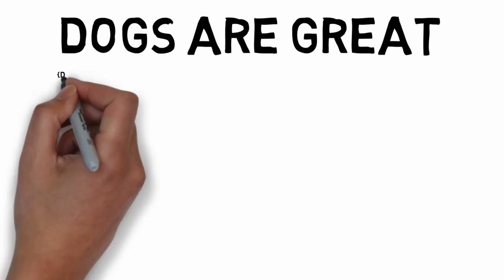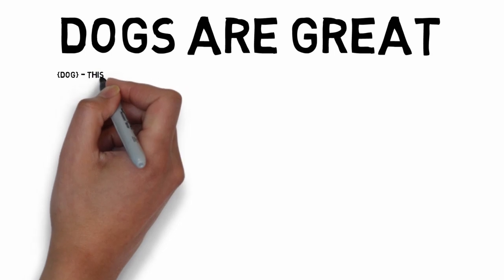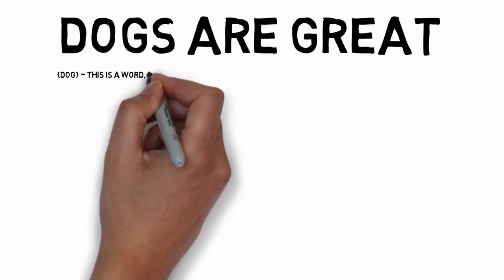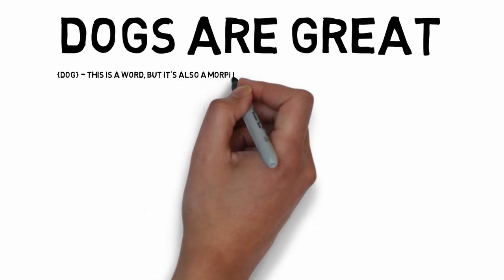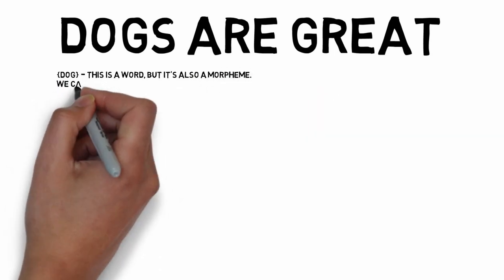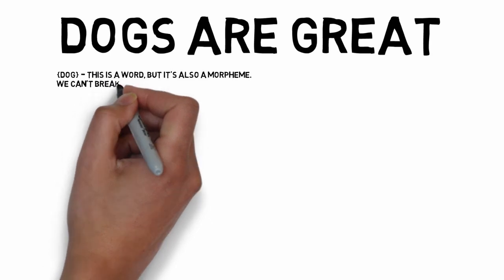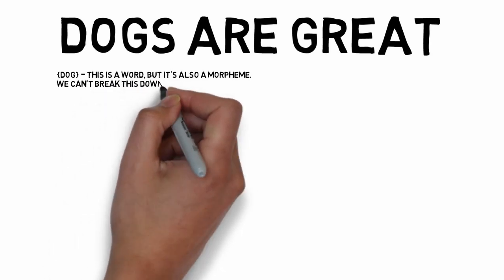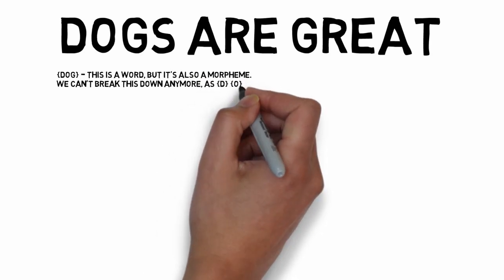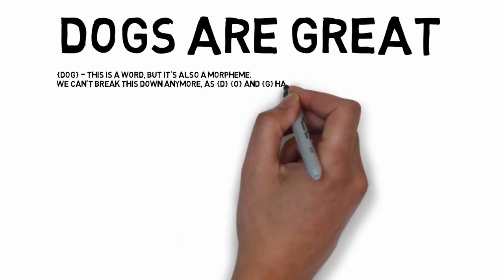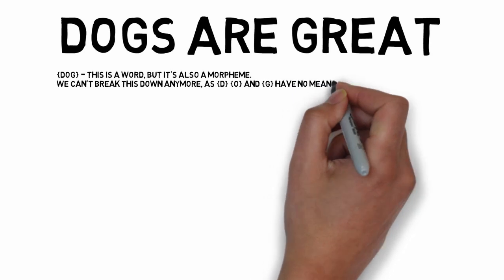So let's take a look at the sentence, "dogs are great." How many morphemes do we have in this sentence? Well, let's take a look at the word dog first. We call this a word, but we can also call this a morpheme. We can't break this down anymore. It's not like d means four legs, o means furry, and g means friend. Those are all phonemes, but they're not morphemes. So the smallest unit of meaning that we have in the word dog is simply the word dog.